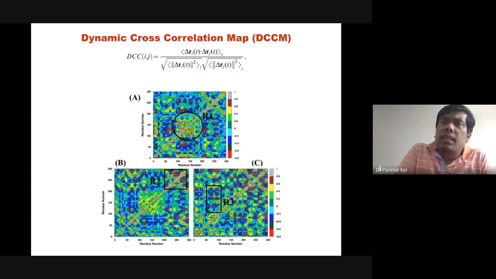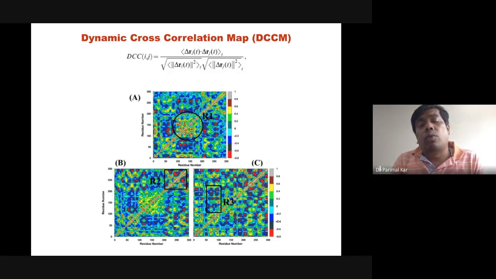We want to see, when a ligand binds to a protein or any biological macromolecule, or it could be a nucleic acid, what happens to the atoms of the receptor, how they are behaving, how they are moving, whether they have correlated motions or anti-correlated motions. For that, we calculate these dynamic cross-correlations. Now, figure A corresponds to the apo structure, that means there is no ligand in it, and B and C correspond to when the two ligands bind.